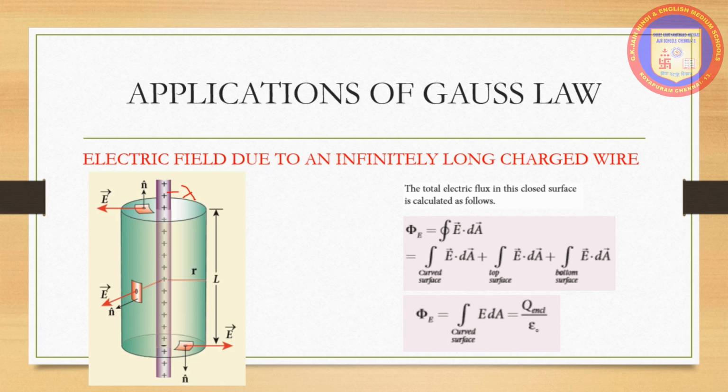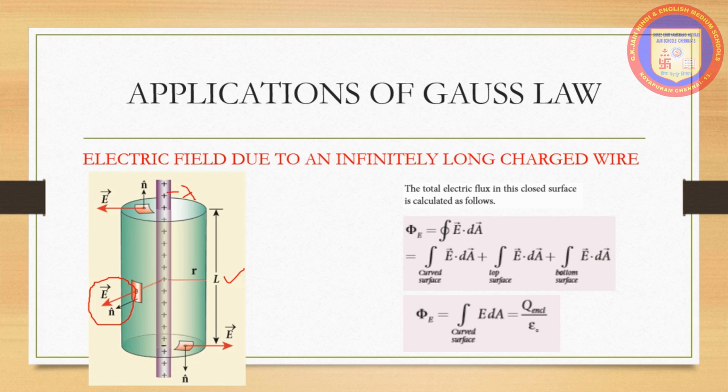The electric field at any point points radially away from the charged wire, and the magnitude of the electric field is the same at all the points on the circle of radius r. From this property, we can infer that the charged wire possesses a cylindrical symmetry. So, let us choose a cylindrically symmetric surface of radius r and length L as shown in the diagram. So, the total electric flux through this closed surface is calculated as follows.